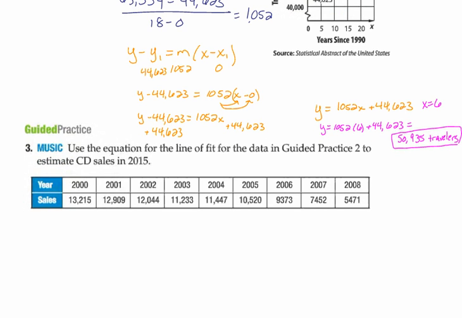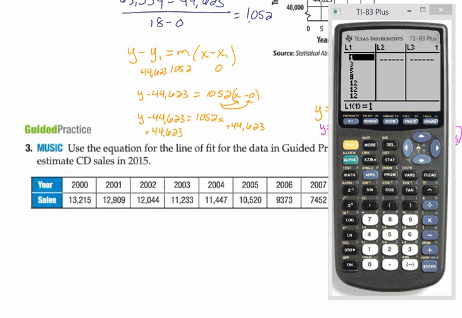However, guided practice 3 says we're supposed to plug this into our calculator, find that line of fit, and figure out how many sales there were in 2015. As a hint, in list 1, you could just write this as year 0, 1, 2, 3, and 4. You can also put that 2000 in there however you want to do it, but realize this is your list 1 and this is your list 2 values. So go ahead and try this out in your calculator to figure out sales in 2015.